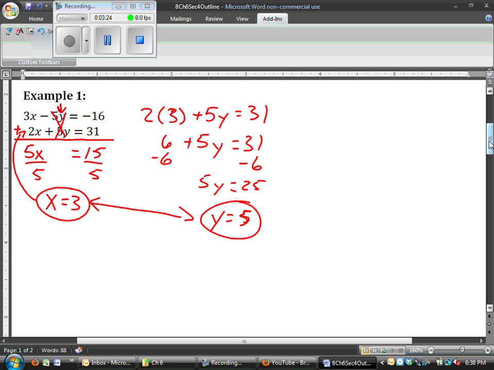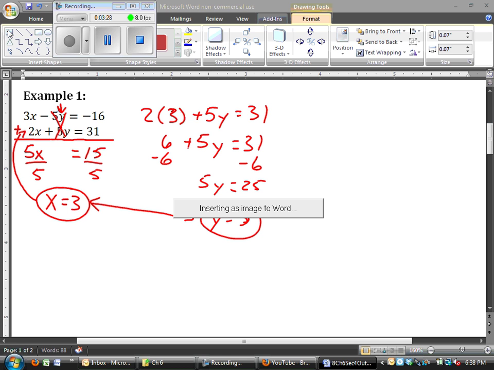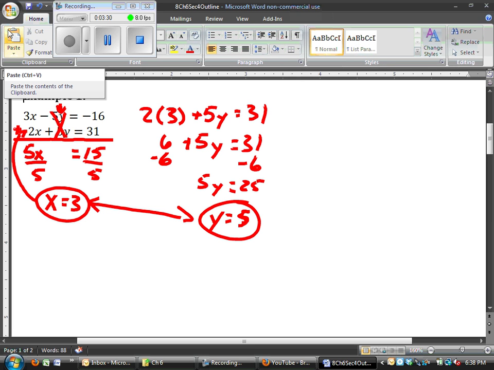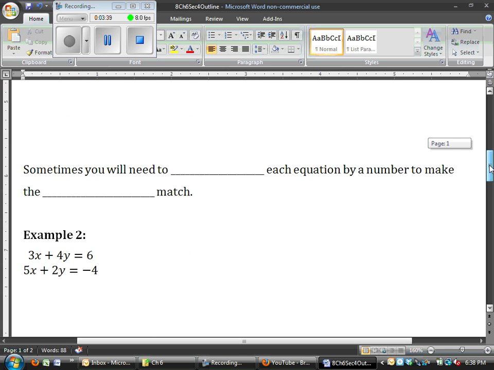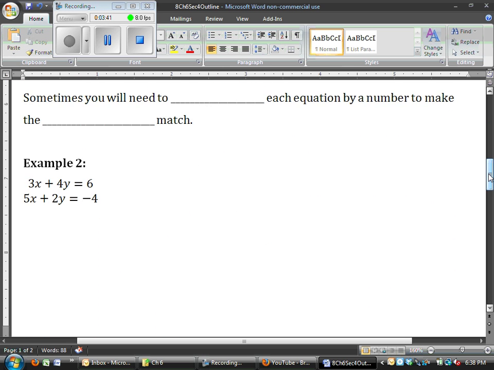Just like with all of our other methods, there are ways that you're going to end up getting no solutions or infinite solutions, and we'll see those. Actually, we're not going to see those in our example here, but it works the same just as substitution. Okay, if your variables cancel and you have a false statement, it's no solutions. If your variables cancel and it's a true statement, you then have infinite solutions.